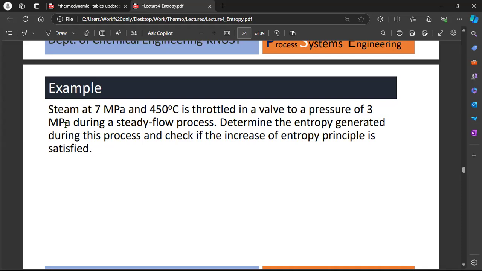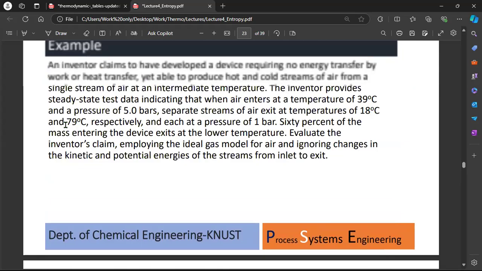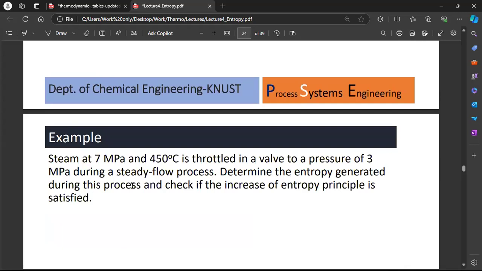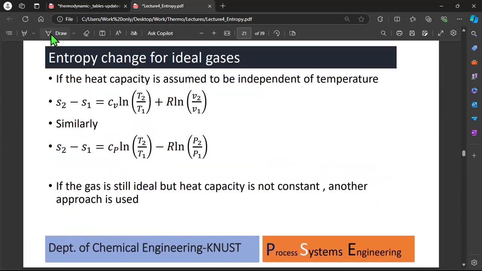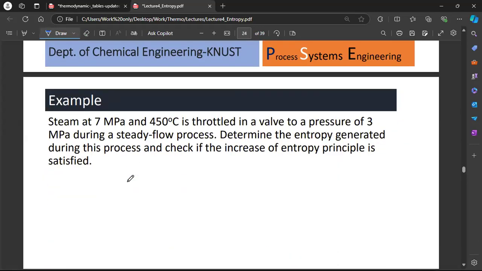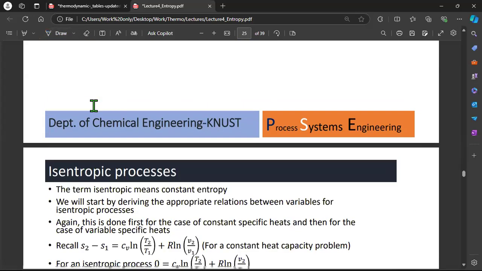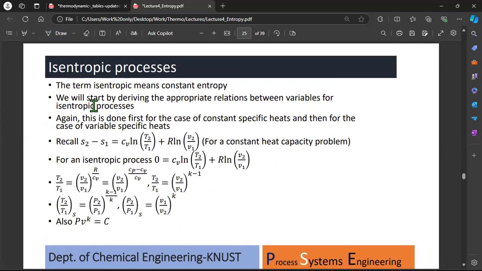So if I'm having 7 megapascal and 450 degrees Celsius, I'll find the enthalpy there. Then with that same enthalpy and with the pressure I have at the exit, I'll find the temperature there. Now we have temperature and we have pressure for both the inlet and the outlet. So for us to determine the entropy generated, we can come back to work with this expression here. I want you to try that out, and then you can send the solution by the close of the day.